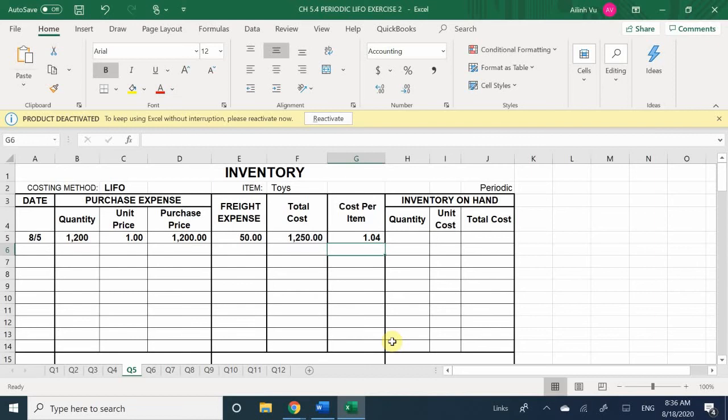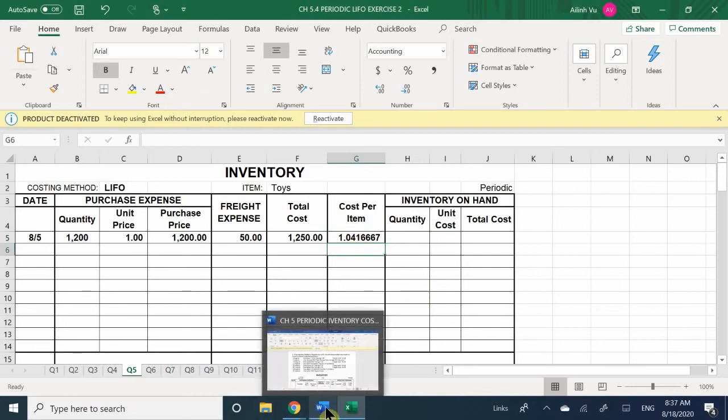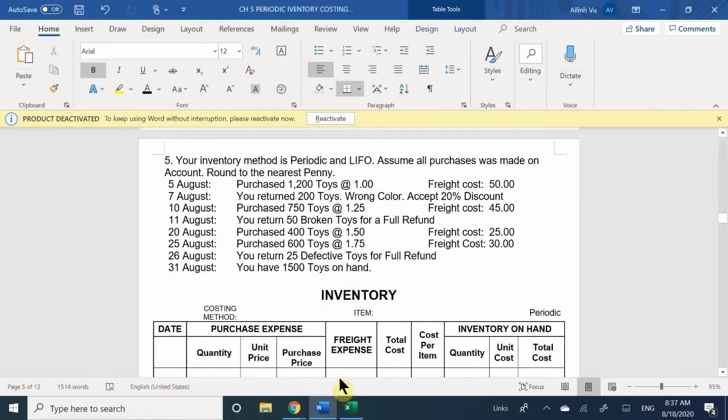All right, so we get $1.04. Now, is this really $1.04? No, it's not. It's a big long number. So just keep in mind that we're going to use this big long number. So what happened next?